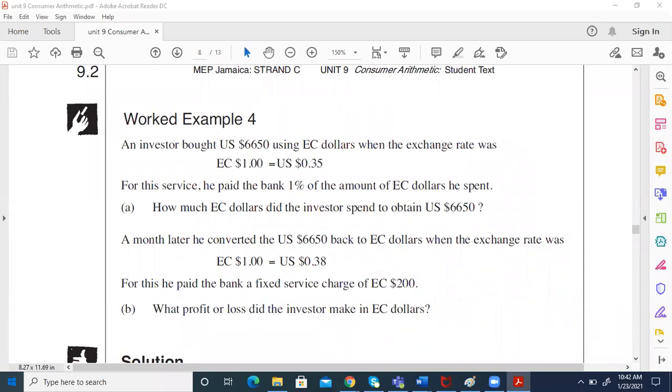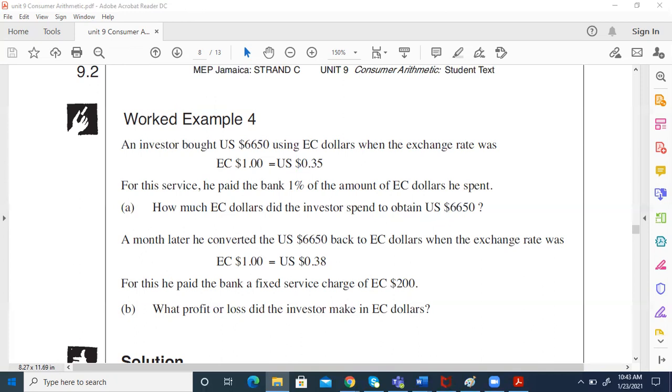So the question is: what profit or loss did the investor make in EC dollars? What are the ideas you have now? The first thing I tried was that I divided the 6,650 US dollars by 38 cents. I ended up with 17,500.